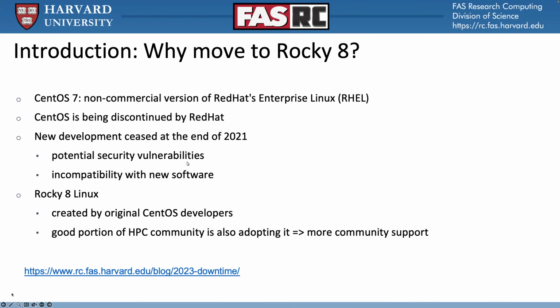So why did we move to Rocky 8? Because CentOS 7, the previous operating system, was the non-commercial version of Red Hat Enterprise Linux, RHEL. CentOS is being discontinued by Red Hat. New development has ceased at the end of 2021. So this brings potential security vulnerabilities, and it's also incompatible with new software.